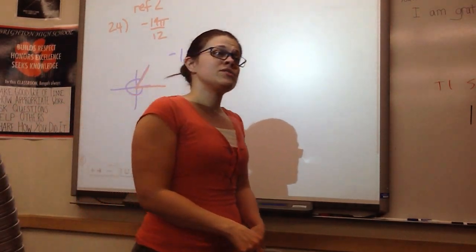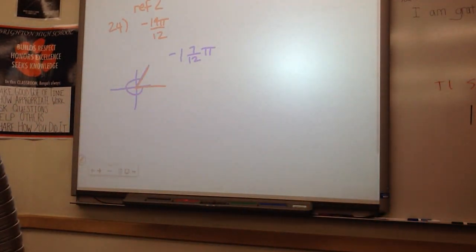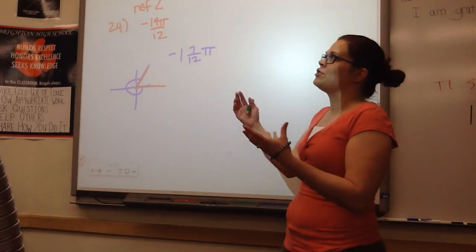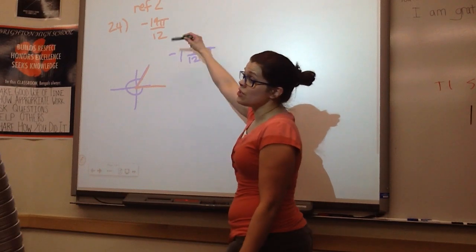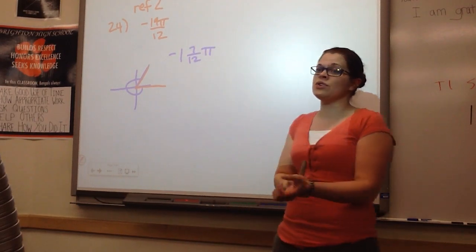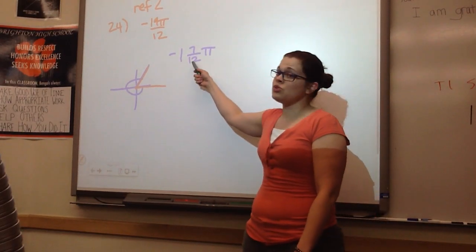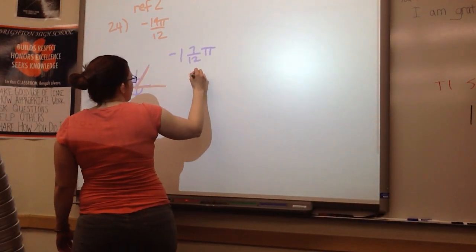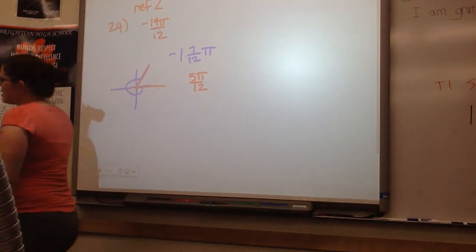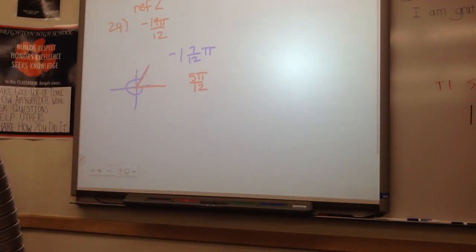On radians, you're always looking to see how close to the nearest whole number it is, or how far away from the nearest integer it is, since this one's negative. So this is closer to negative 2, so how far away from negative 2? Well, in order to get 7 to be 12, I have to add 5 more on top. So then our reference angle is 5 twelfths pi. And remember, our reference angle is always positive. Does that help?